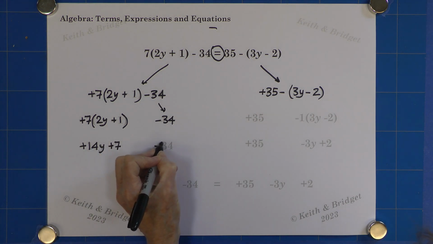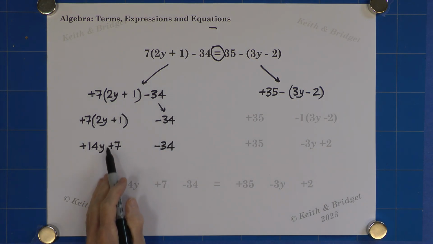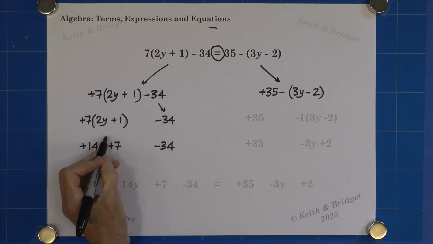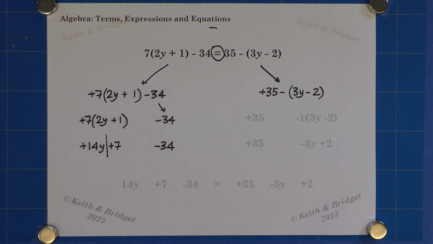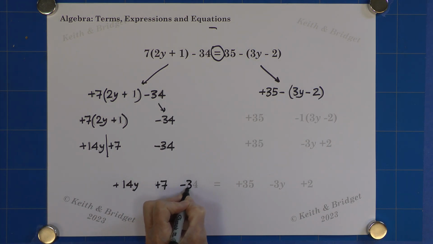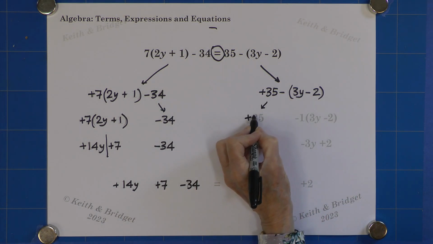And we've still got this term over here. Okay. This expression now can be split into two terms. Down there, and the sign always goes with what follows it. So we've got a plus 14y as our first term, a plus 7, and a minus 34. Okay. If we look at this side, that is immediately a term.